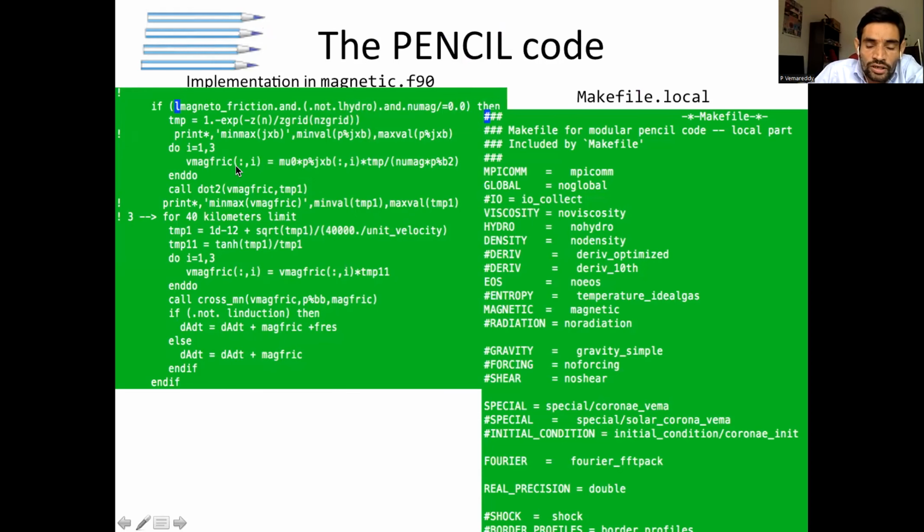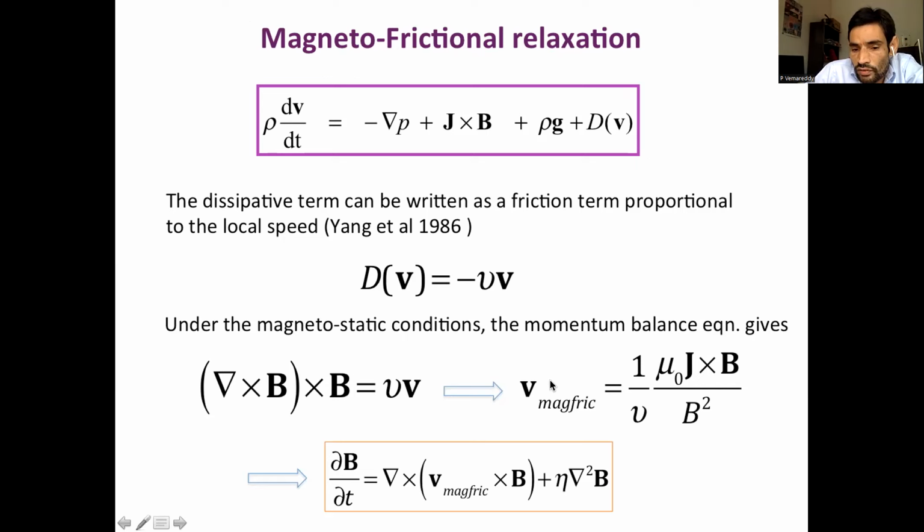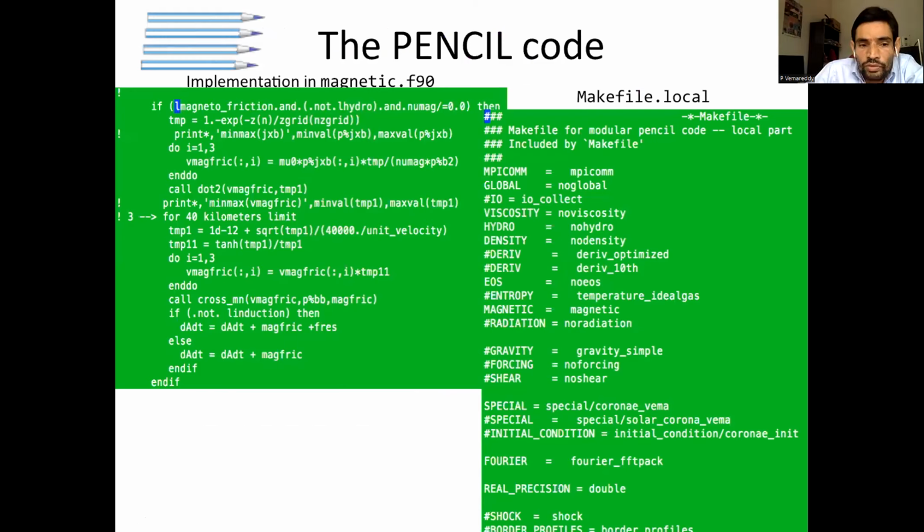Also, because we are moving the bottom boundary, velocities also arise from the change of the boundaries. To stop that, we put a condition such that the velocities are 0 at the bottom boundary and keep growing as we go upwards in the atmosphere. That condition is implemented in the Z direction, so that the moving boundary does not affect the magneto-friction velocity. So this is the implementation.